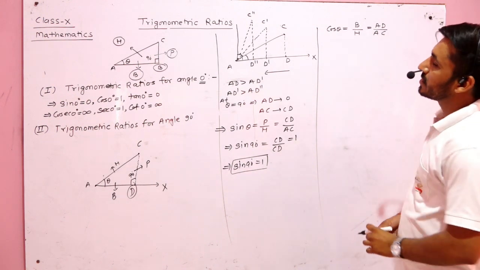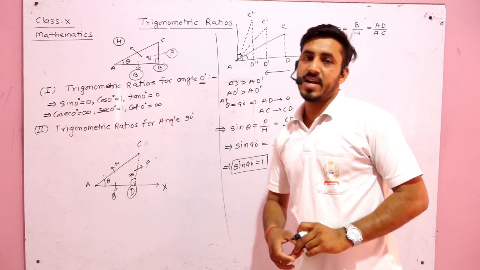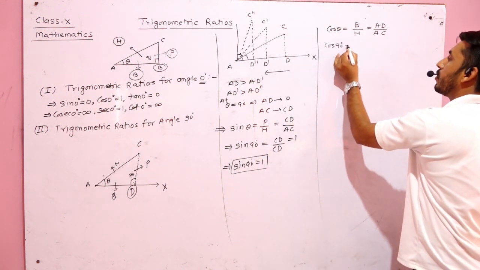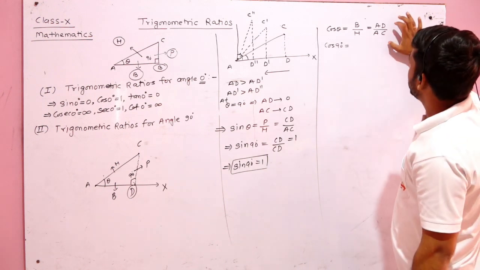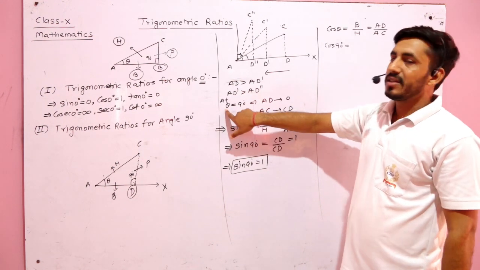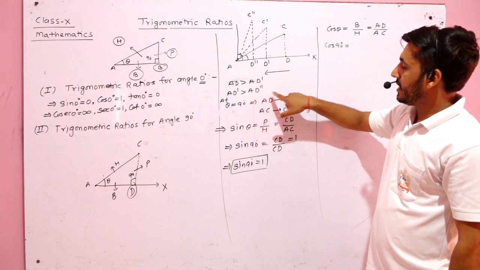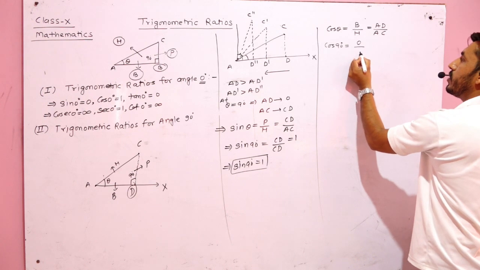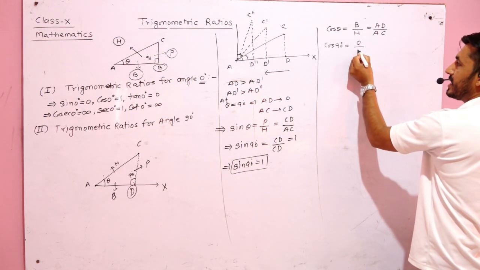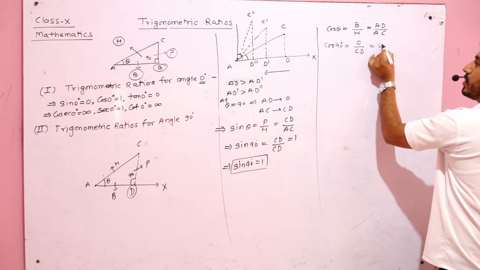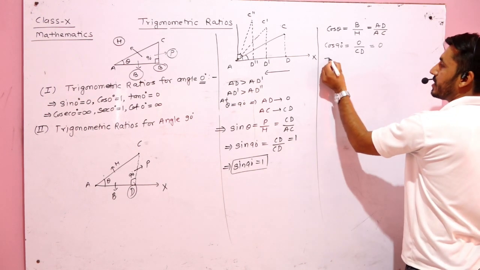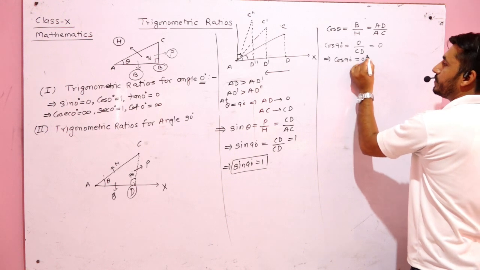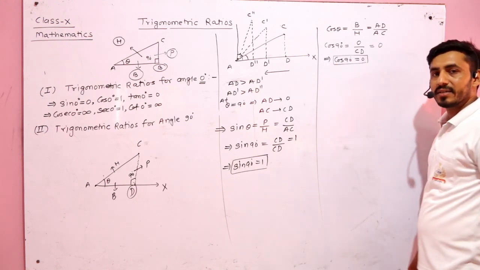If I am making the value of theta equal to 90 degree, then cos 90 will be, first see, if I am taking theta equal to 90 degree, then AD is moving towards 0. It means the value is 0 upon AC, and what is AC? It is CD. Then the obtained value will be 0. In this condition, cos 90 degree is 0. This is the second condition.